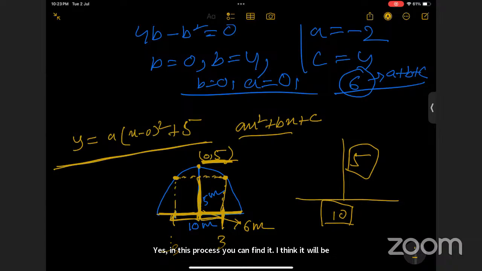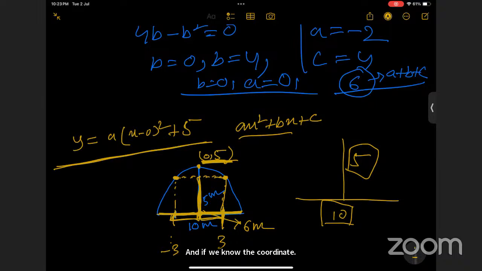Ma'am, we can also solve this one by distance formula, right? Which distance formula? For which one? Where will you apply the distance formula? In the maximum height, we can apply, right? How? Ma'am, if we know the coordinates, I mean, you will assume the 2 points and then we can apply the distance formula?